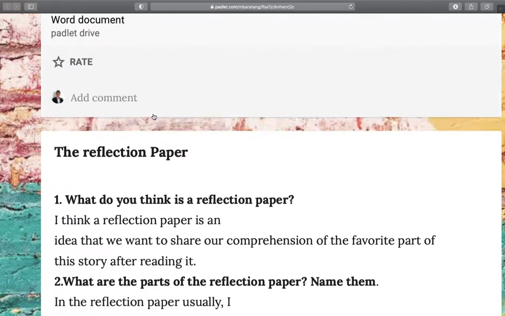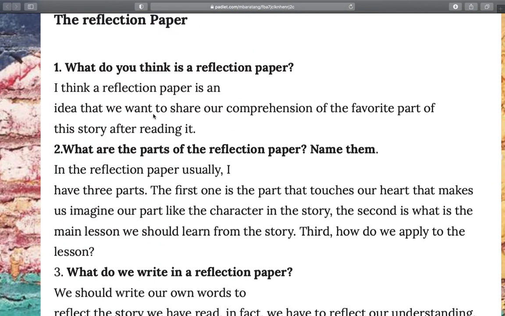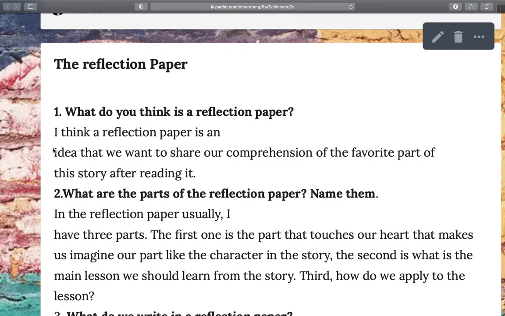I like this. Also, that's from Kuya Sandeep. This one doesn't have a name, but he or she said, I think that a reflection paper is an idea that we want to share our comprehension of the favorite part of the story after reading it. Yeah, that's right. So, from the example that we have seen, this is a good conclusion to make. You want to share your comprehension, how well you understood the favorite part of the story after reading it.